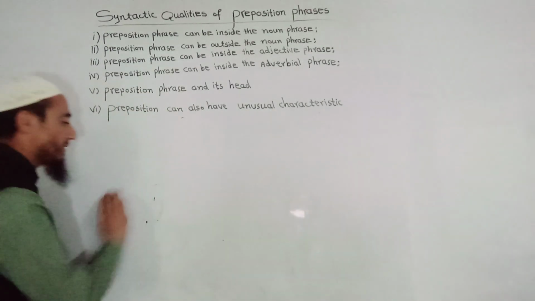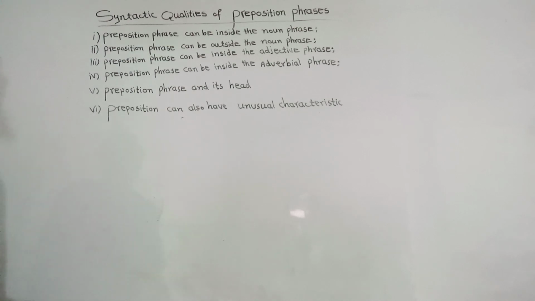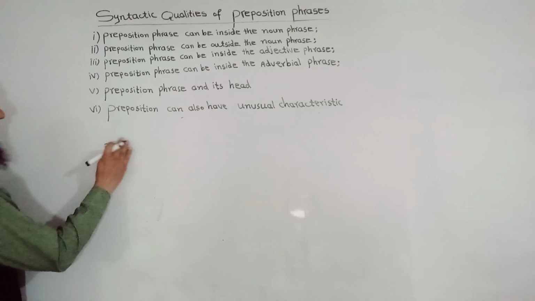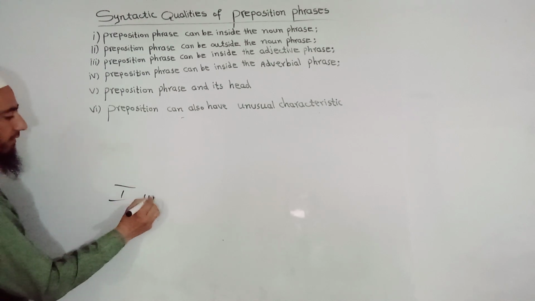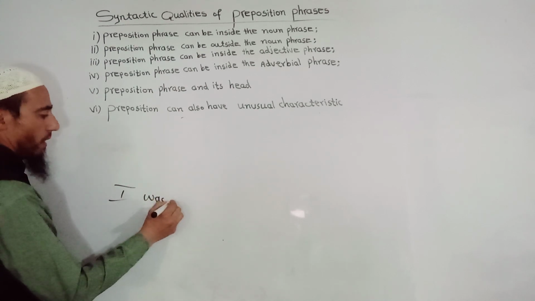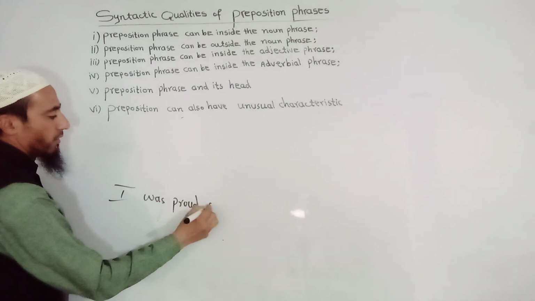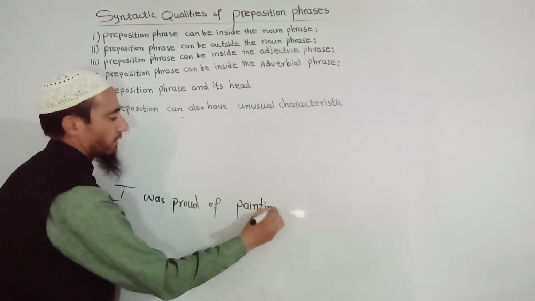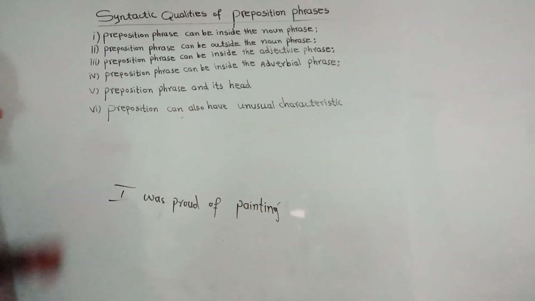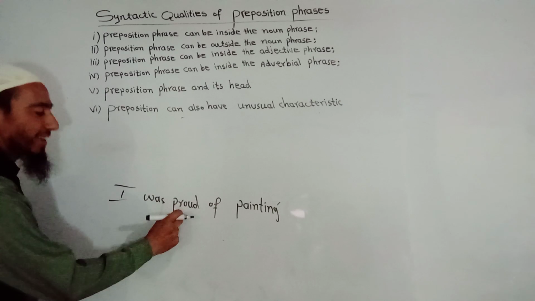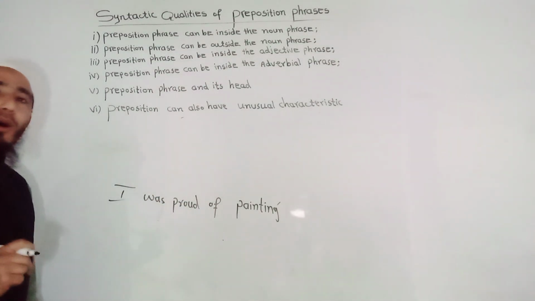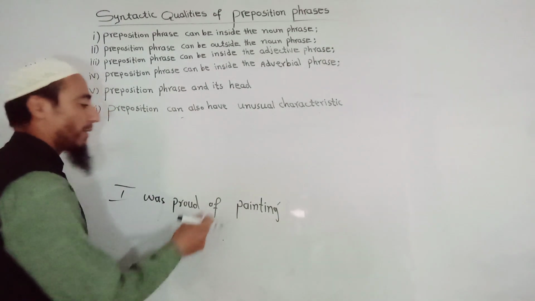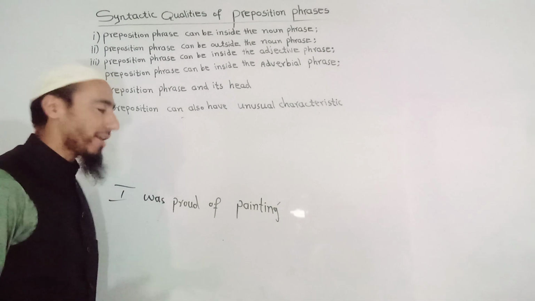Now we are going to further explain that a prepositional phrase can also be found inside the adjective phrase. How is it? Let me elaborate with examples. For example, I was proud of painting. So here you see, proud is an adjective. And of painting, particularly of, is a prepositional phrase.